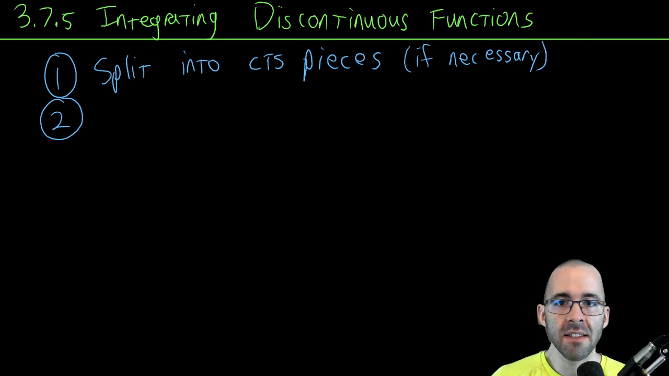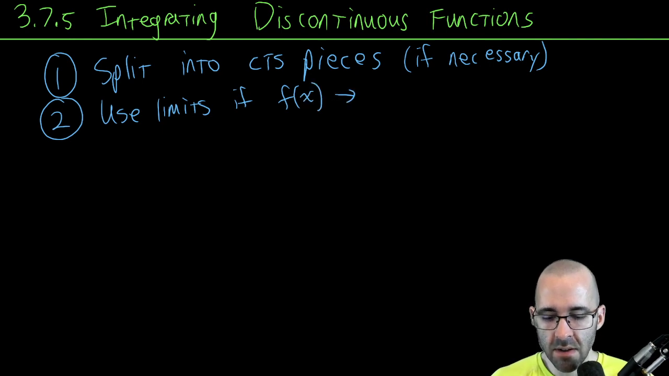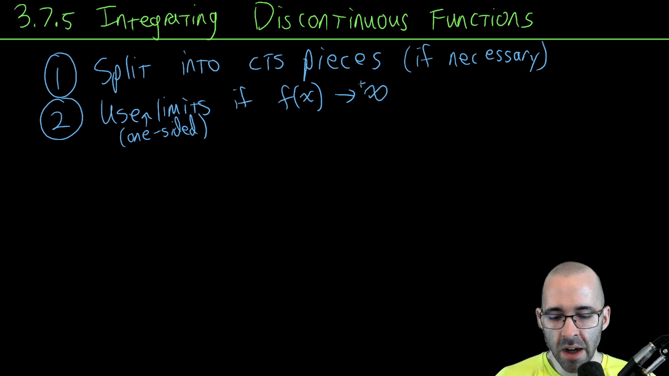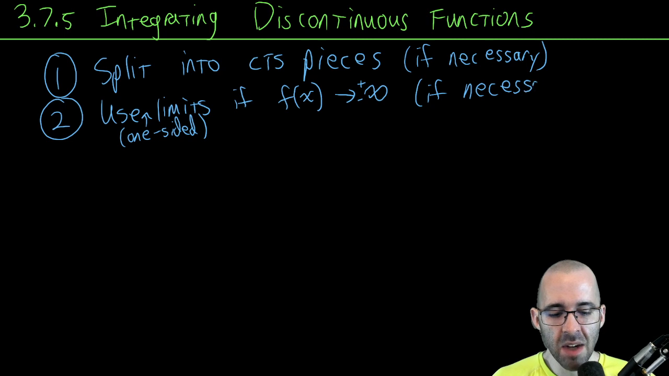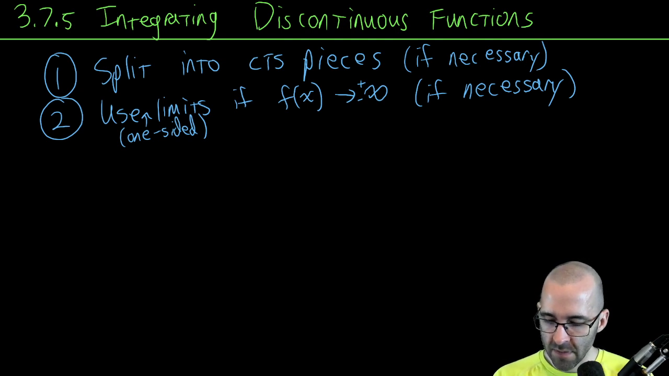And then the second is, as things go off to infinity, if necessary, use limits. Use limits if the function approaches, and potentially one-sided limits. Use one-sided limits if the function approaches positive or negative infinity. And again, if necessary. Sometimes you'll have to use one. Sometimes you'll have to use both. Let's see what this looks like in action.